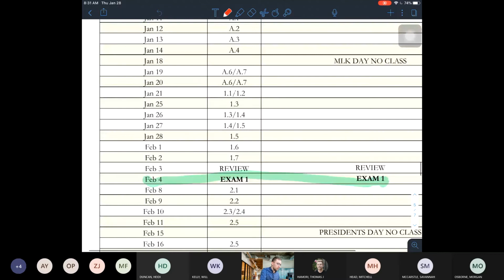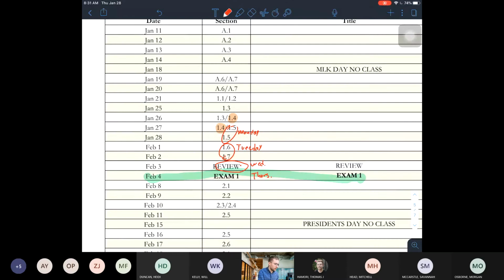here's what we're gonna do. Today, we are going to cover section 1.4. I'm going to try to get through all of it. Next week, I'm going to try to do, let's see, 1.5 will be on Monday. 1.6 and 1.7 will be on Tuesday. Review will be on Wednesday. And then our exam will be on Thursday. Okay, so that's the plan.